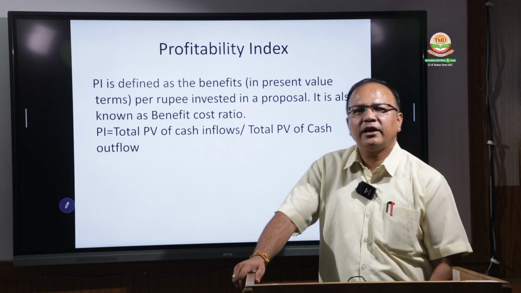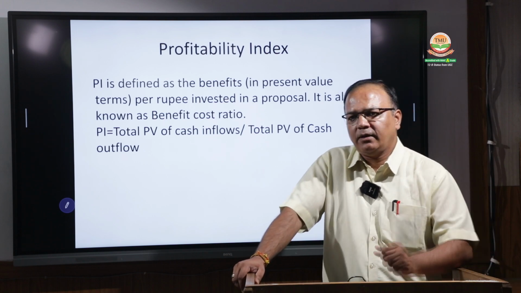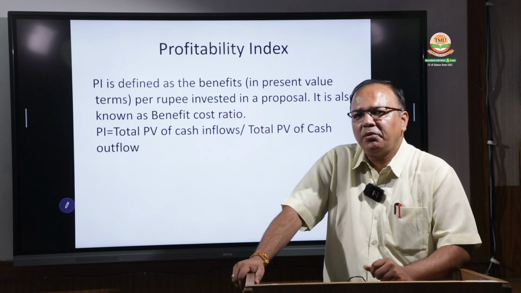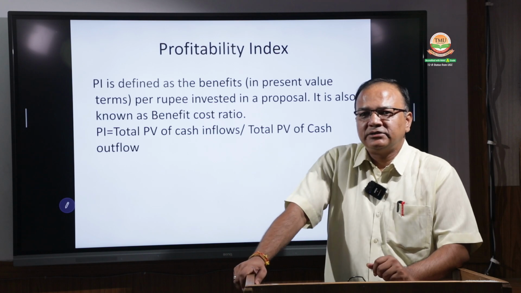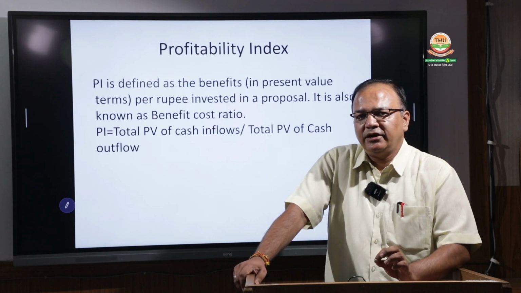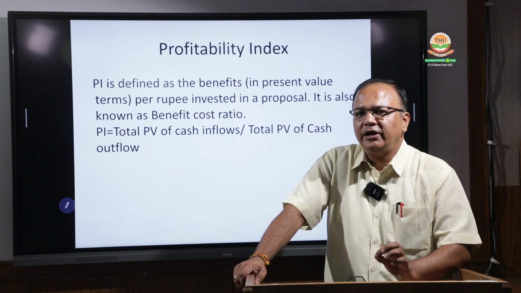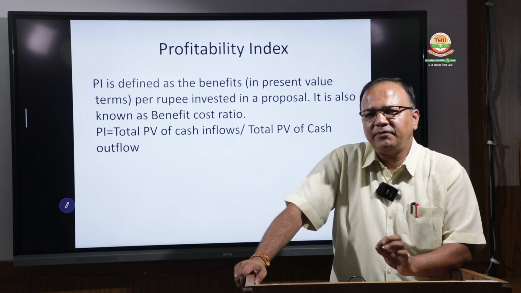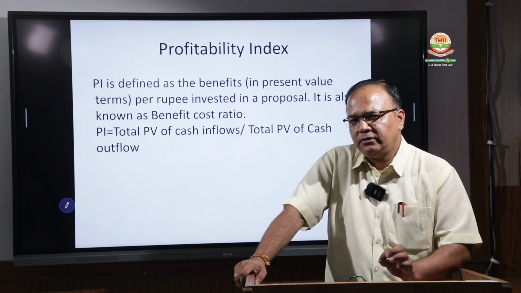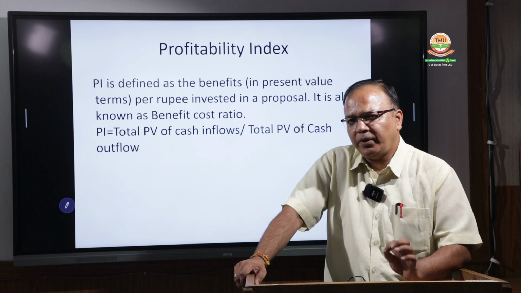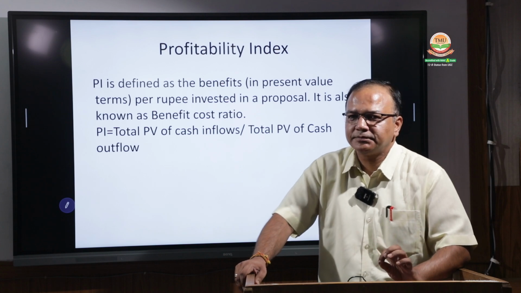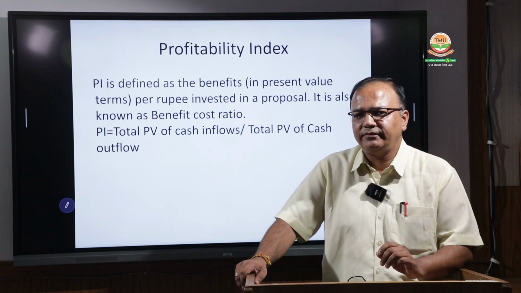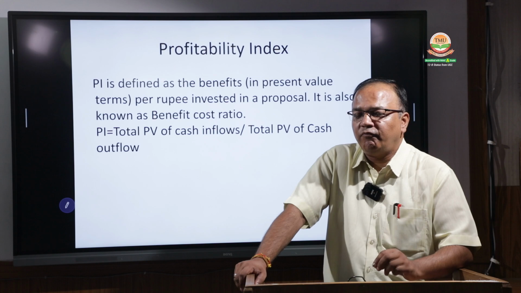Suppose we have to check PI, the profitability index. So what do we have to do? I'm taking the same example. Suppose a machinery requires an initial investment of rupees 50 lakh. It requires rupees 50 lakh as an initial investment. It is generating rupees 20 lakh cash inflow every year, and the life of the machine is 5 years. Then what do you have to do?